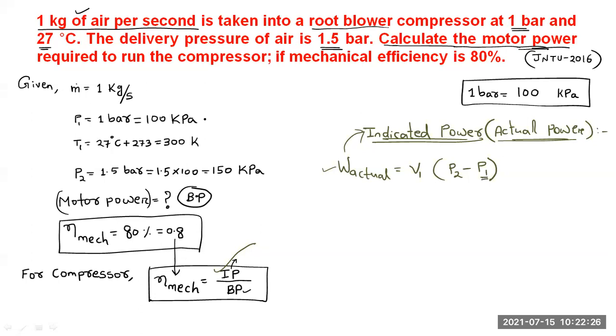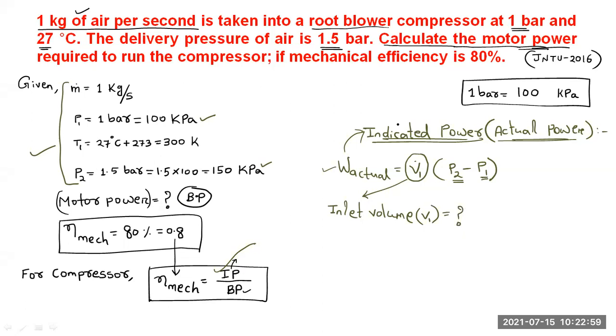What is P1? P1 value is already given, 100 kilopascal. What is P2? P2 value is also given, 150 kilopascal. Now, how to calculate this volume? From the data they have given in the question paper, how to calculate the inlet volume V1? Who can say this?